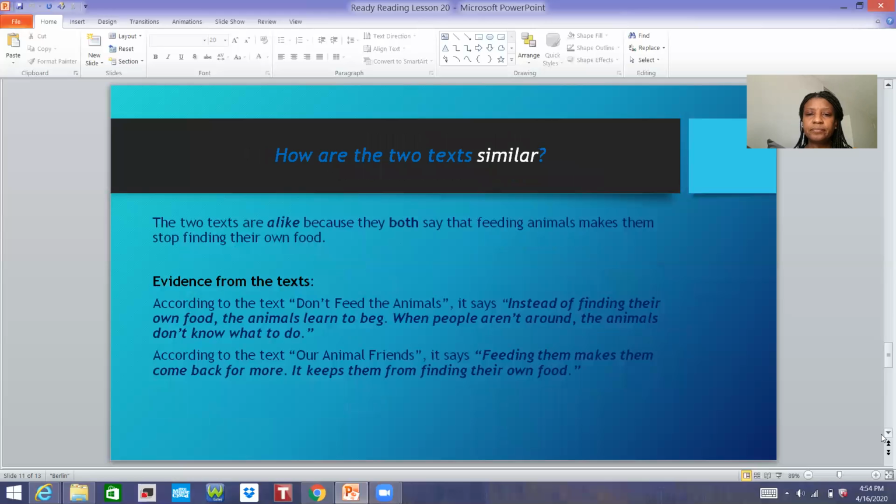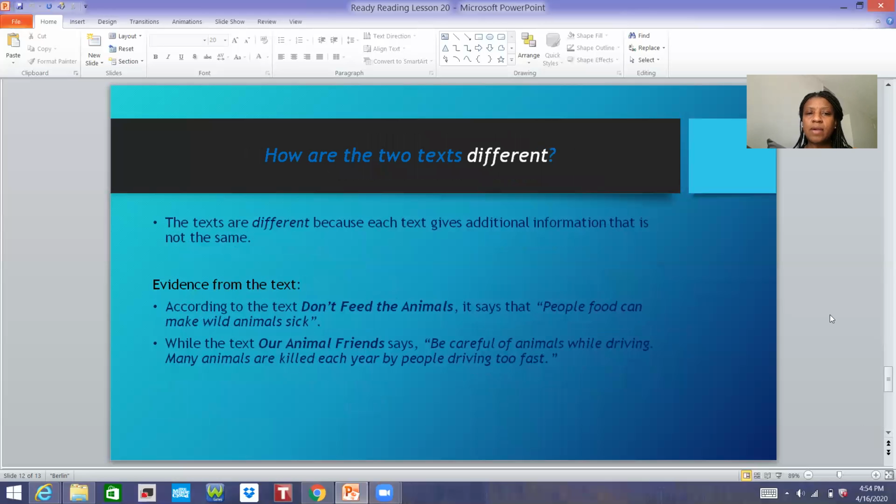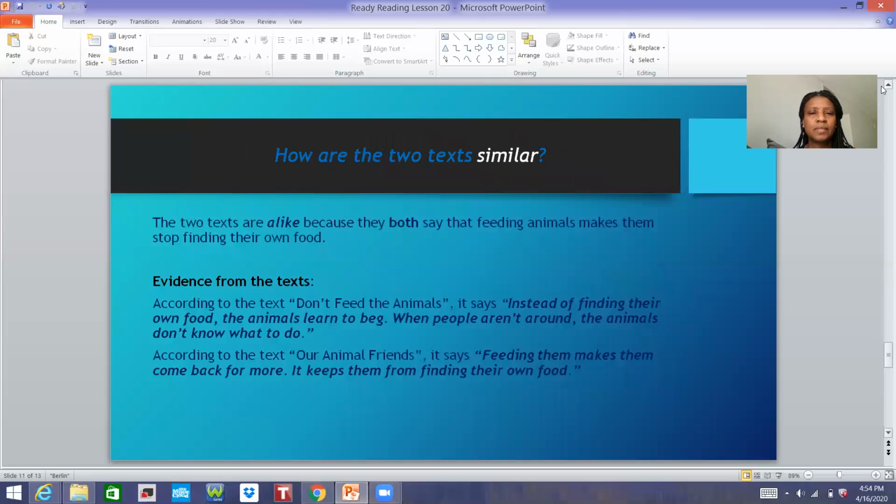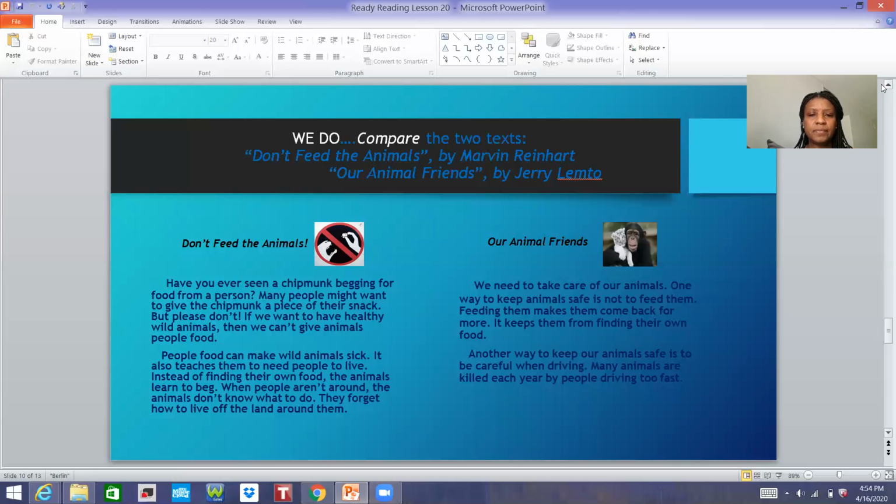Let's move on. So we just finished talking about how they are similar. Now let's talk about how they are different. So I'm going to go back to the text again. We've already read it once, and we've already skimmed over it a second time. So we want to look at the text again.